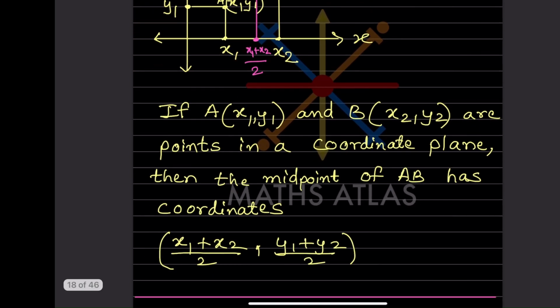You can see this is written in words. If A (x1, y1) and B are points in a coordinate plane, then the midpoint of AB has these coordinates. This is the midpoint formula.